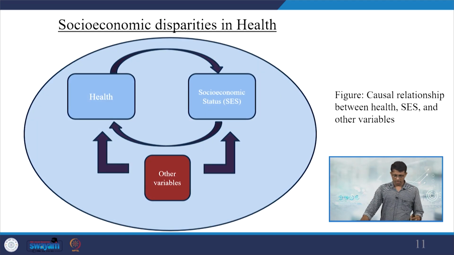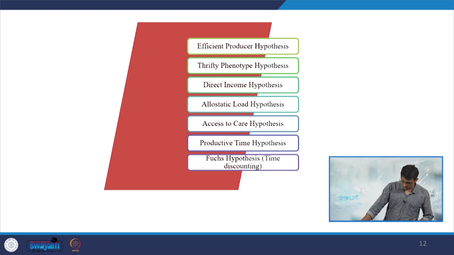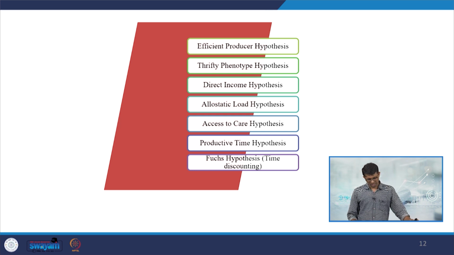So the disparities are actually discussed in terms of income, in terms of education, etc. In the Wagstaff model, we found that health and socio-economic status are very relevant. They have a causal relationship. Yes, other factors are also affecting these two. Now we are discussing all those explanations of socio-economic disparities and healthcare implications through different hypotheses. So we have here seven hypotheses, starting with the efficient producer hypothesis, and different experts have emphasized them in different contexts. This might be useful for your research.